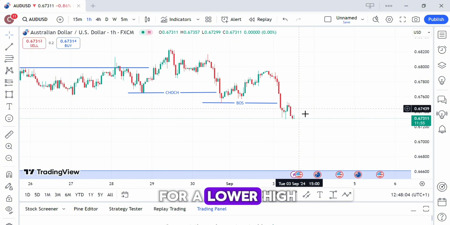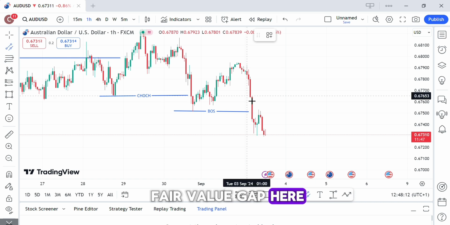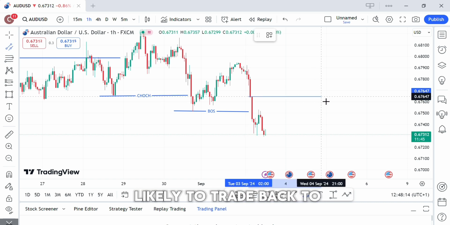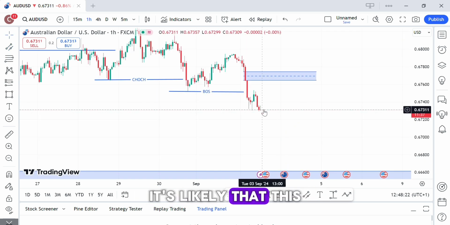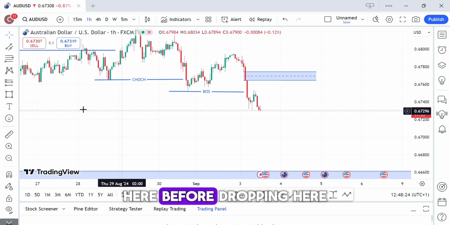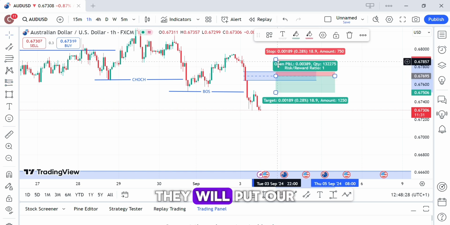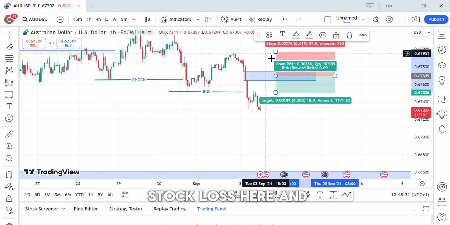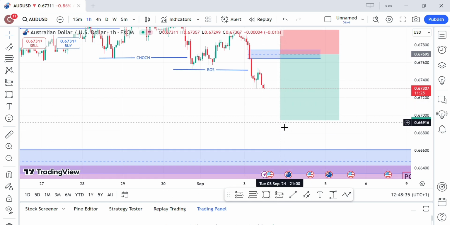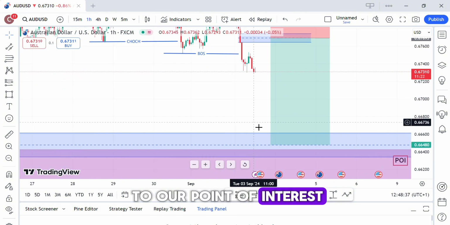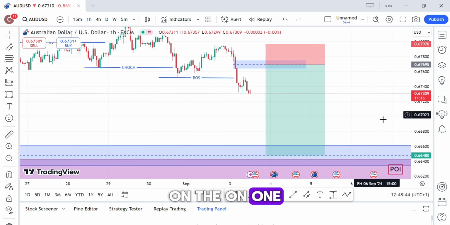We're going to wait for a lower high, and I'm seeing a fair value gap here where the market is likely to trade back to before dropping again. So it's likely that this market is going to come back up here before dropping here. Then we'll put our stop loss here and sell all the way down to our point of interest, as if we're taking this trade on the 1-hour time frame.